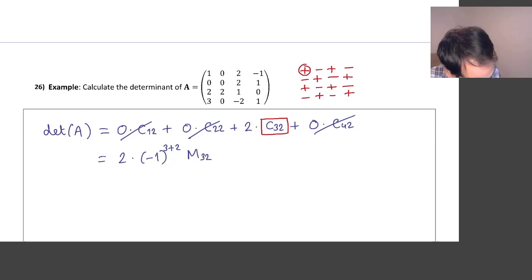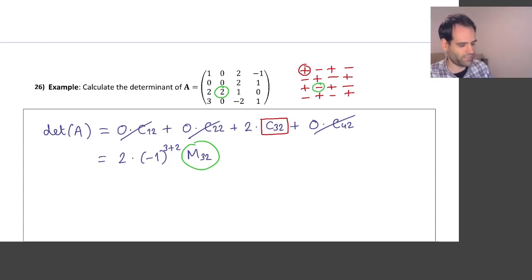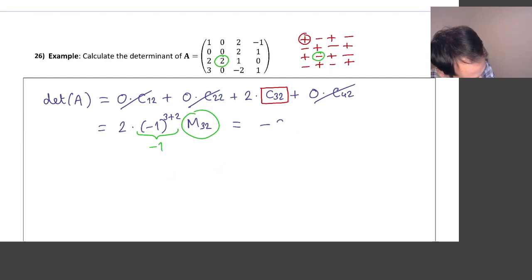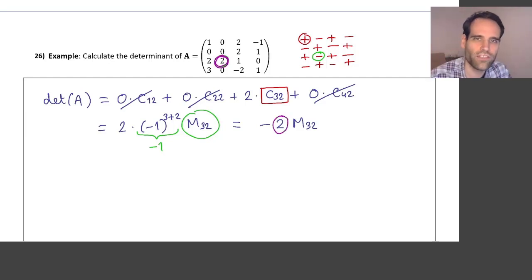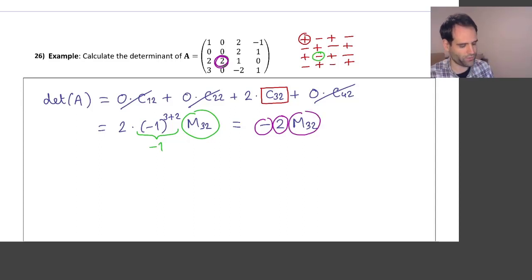Since we are calculating M32, that is the minor corresponding to this element here, and it will have a negative sign. So this will be equal to minus 1. Therefore, we need to calculate minus 2 times the minor 32. Remember that this 2 came from the fact that this element in the original matrix was a 2. The minus comes from the chessboard pattern, and then we just need to calculate the minor 32.